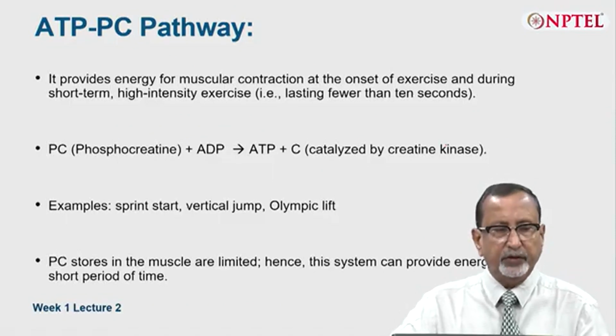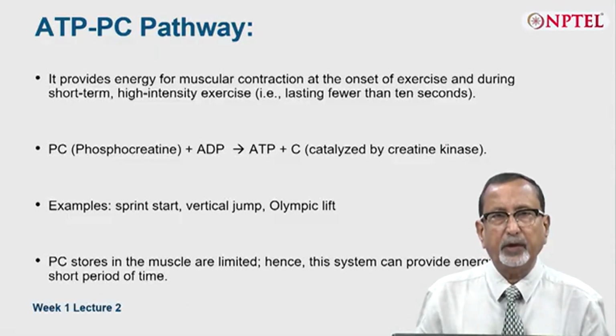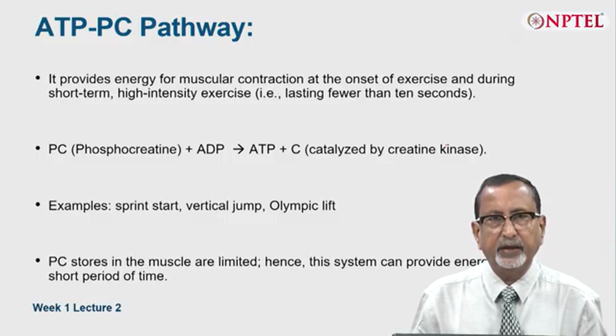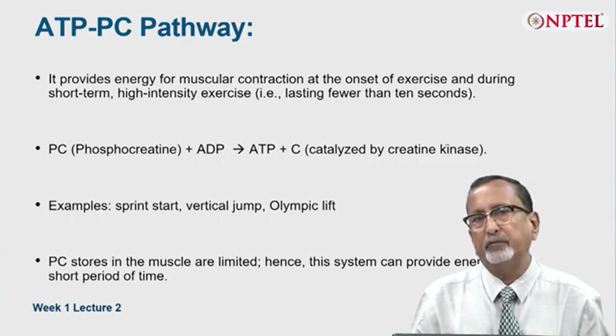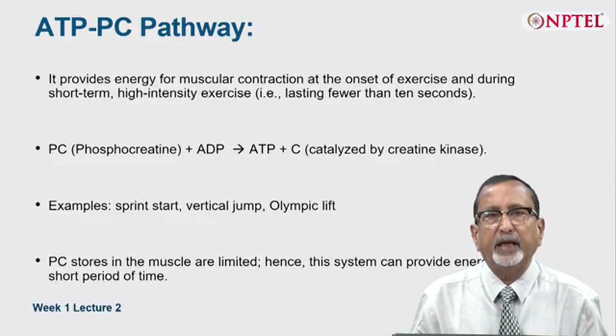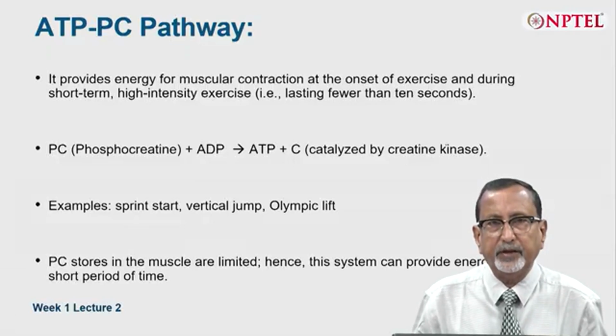The phosphagen system, as I already talked about, I once again repeat, provides energy for muscular contraction at the onset of exercise and during short-term high-intensity training. So, when phosphocreatine splits, the enzyme creatine kinase takes one phosphate out of the creatine and adds it to ADP, or adenosine diphosphate, forming adenosine triphosphate. Examples are the sprint, jumps, vertical jumps, and Olympic lifts.